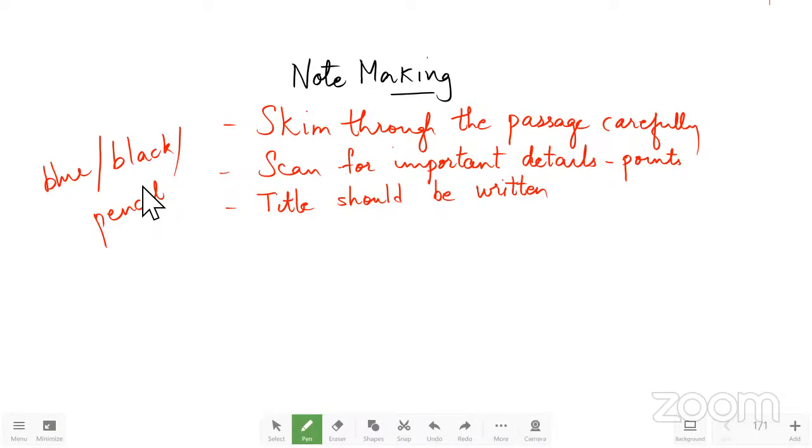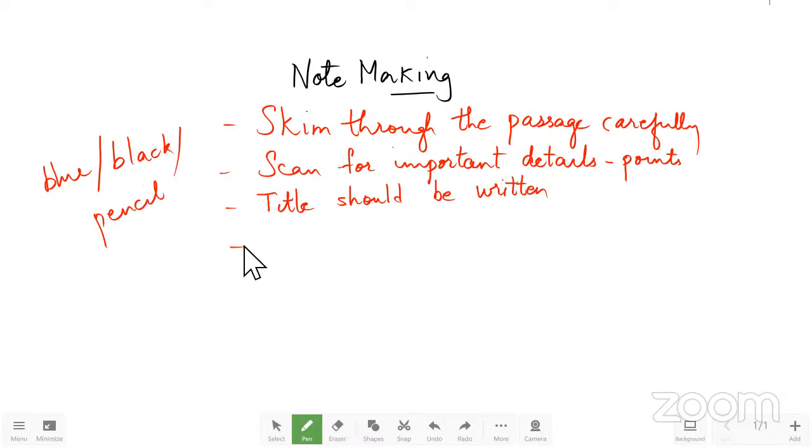Draw a line margin on the right hand side. Note down the important points. Remember, children, don't waste time rubbing it out, and neither do you have to prepare a rough draft. Just put down the points there and then elaborate them. This is a common mistake made by children: a title is not given, and when the title is not given, marks are automatically deducted. So it's important for you to give the title.